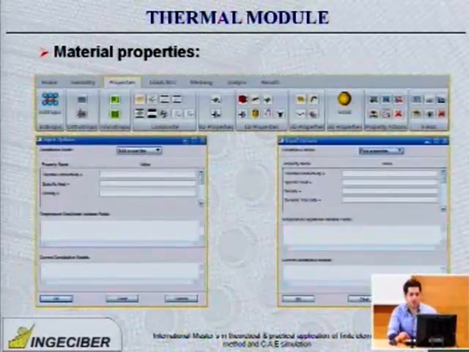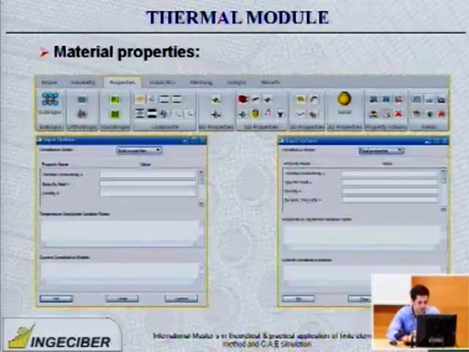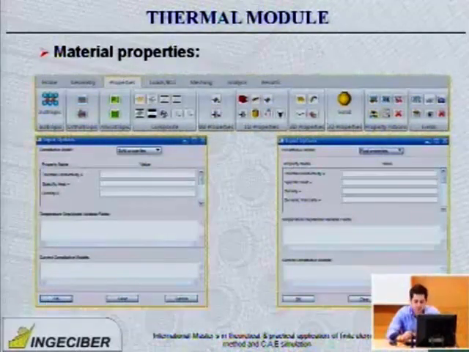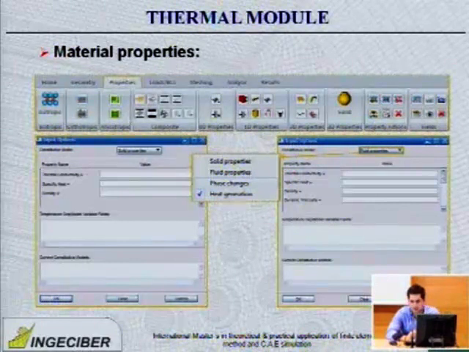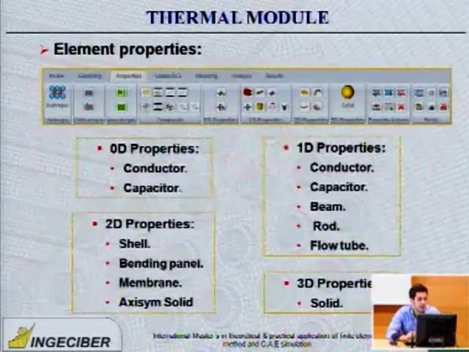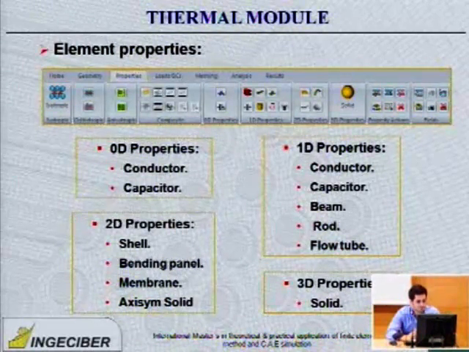Now we have here the ribbon of Patran where we can introduce the properties of the materials. As we can see, we can introduce solid properties, fluid properties, and also phase changes and heat generation. Then we can see the element properties.